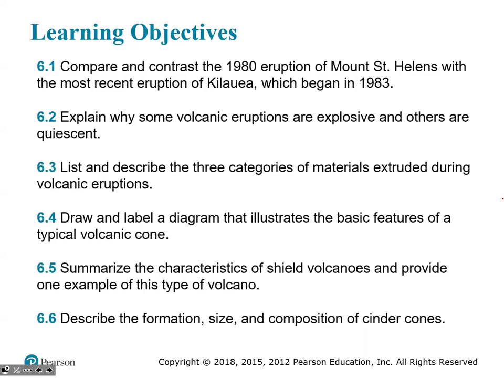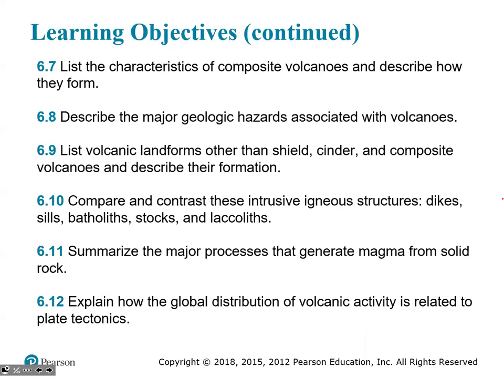We'll explain why some volcanic eruptions are explosive and others are more quiescent. We'll list and describe the 3 categories of materials extruded during a volcanic eruption. We'll draw and label a diagram that illustrates the basic features of a typical volcanic cone. We'll summarize the characteristics of shield volcanoes and provide one example of this type of volcano. We'll describe the formation, size, and composition of cinder cones. We'll list the characteristics of composite volcanoes and describe how they form.